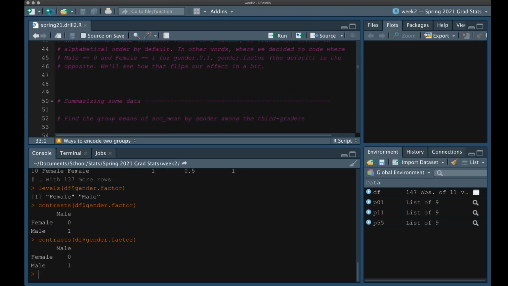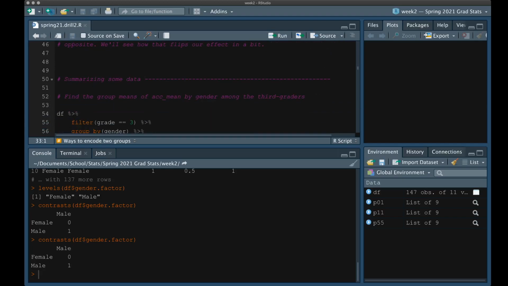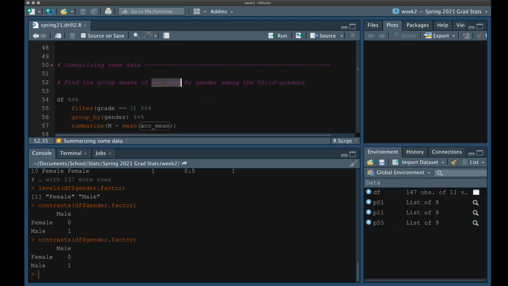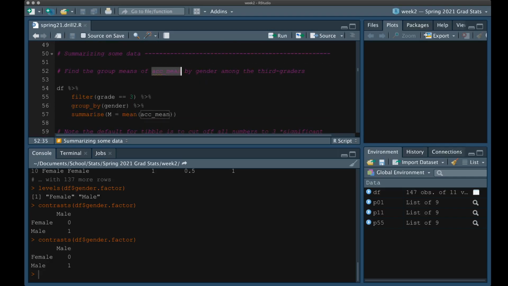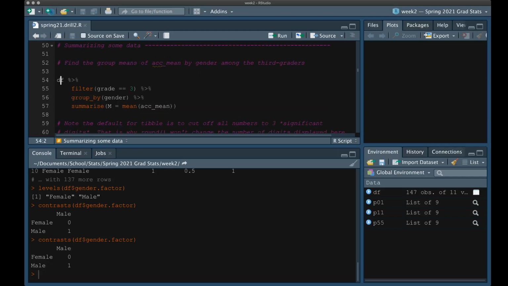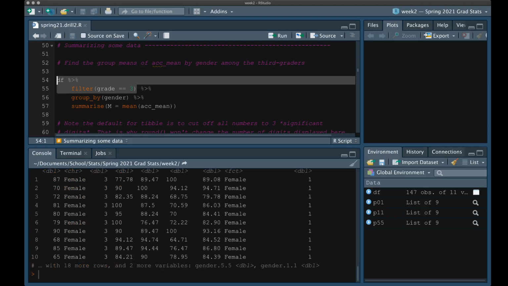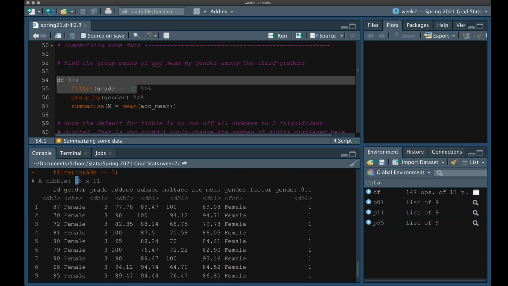So first, let's summarize some data, and say we want to see, well, what is the overall math accuracy by gender among, say, 3rd graders. So all we got to do is we start with our data frame, we pipe that into a filter, and we're going to filter to where the grade equals 3, so that we only get 3rd graders. If we just run those 2 lines, then we can see, okay, that gets us down to 28 3rd graders. Pipe that into group by gender.